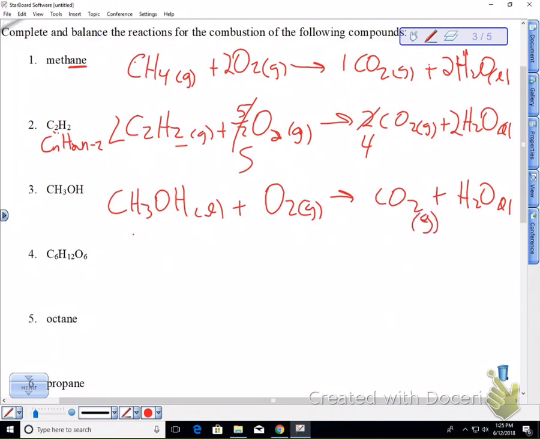Balancing it, 1 carbon, 1 CO2. 4 hydrogens, 2 waters. Count your oxygens up, 2 plus 2 is 4. I have 1 already, so I only need 3 here. So make it 3 halves. Multiply everything by 2, 2, 3, 2, and 4.